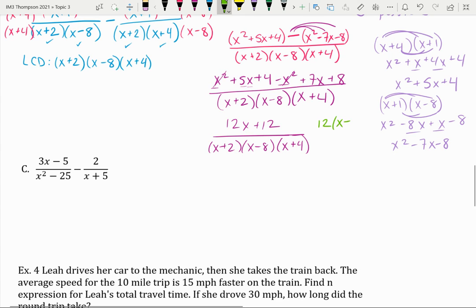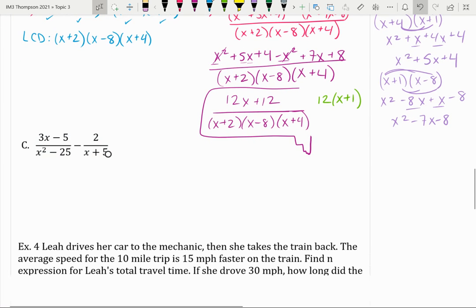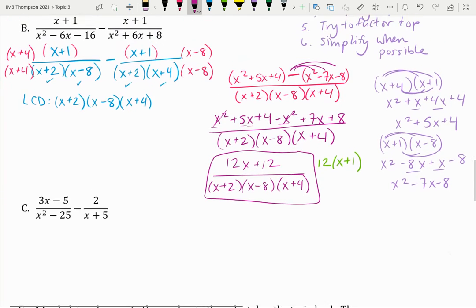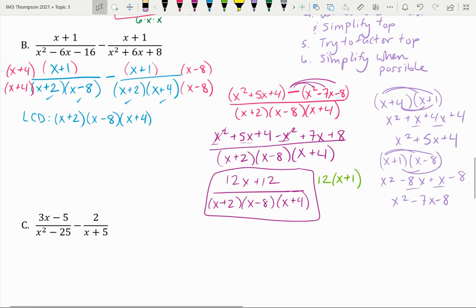When you factor the top to see if there's anything I can cancel, I just take out a GCF. I get 12 times x plus 1. Nothing cancels. So we're just going to stop where we were and leave it like this. So yes, adding, subtracting is a lot of work. The only difference with subtracting is that you have to remember to subtract everything on the top right-hand numerator and change all the signs.